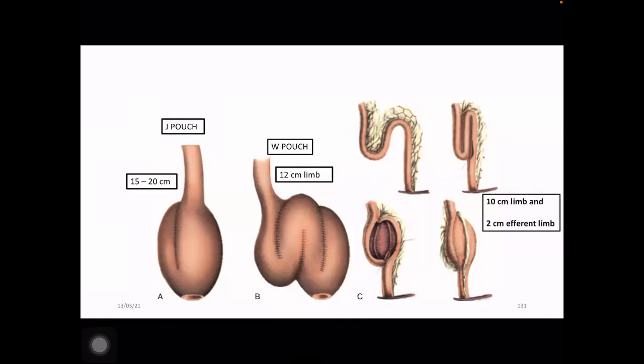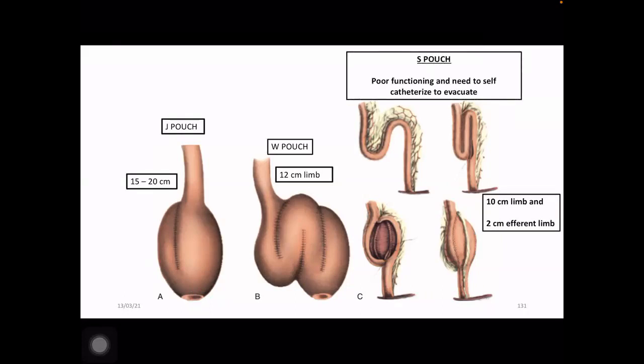S pouch. So what is this S pouch? It has a 10 centimeter limb, plus it also has this 2 centimeter efferent limb. So this 2 centimeter efferent limb is the characteristic feature of the S pouch, which is not found in any of the other pouches. See, in all these pouches, you don't see an efferent limb. Whereas in this pouch, you can see an efferent limb from the pouch till the anal canal. So in case the pouch is not reaching deep into the pelvis, or if your pouch length is shorter, the best pouch you can go ahead with is the S pouch.